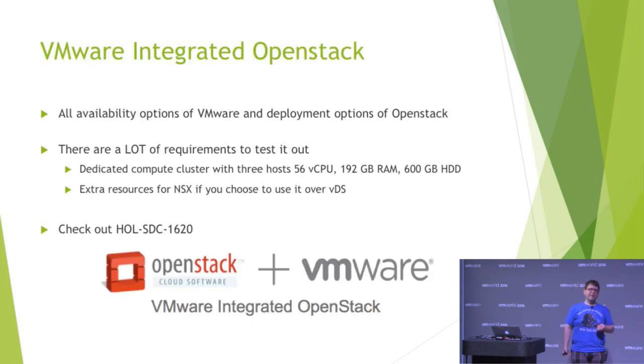So VMware Integrated OpenStack is a really neat product that comes with Enterprise Plus licensing. You deploy it, and it spins up all the load balancing, all the Nova nodes. It sets everything up for you to give you a really strong foundation. But there's a lot of requirements. It requires 56 CPU, 192 gig of RAM, and 600 gig of hard drive just to get it out the door with its base deployment.